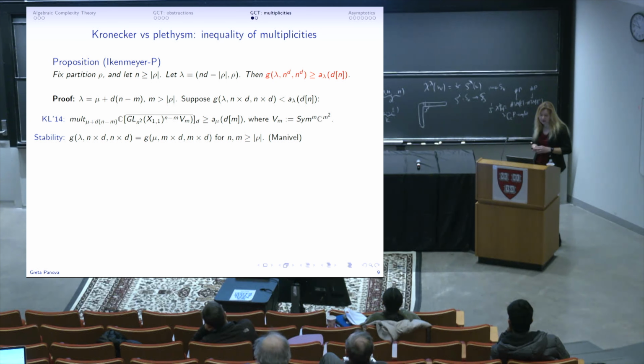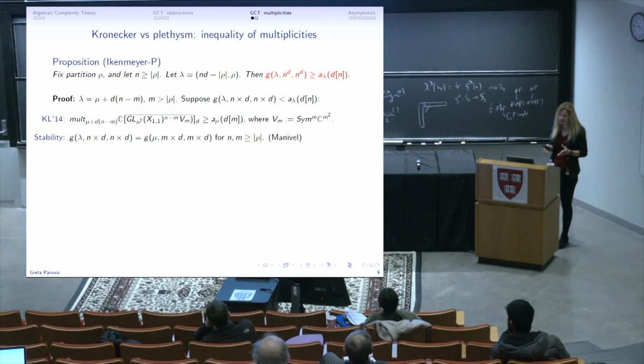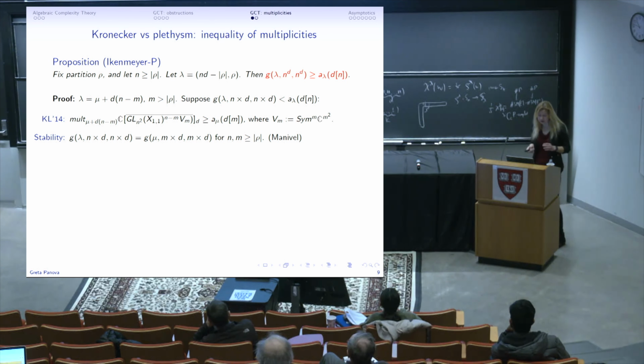Then we also have a stability result which tells us that the Kronecker coefficient stabilizes when n or d grows. So if we are just increasing our first row in the partition and increasing the sizes of the rectangles, this is going to have the same value at some point. And in fact, we know exactly when: when n and m are greater than or equal to the size of rho.